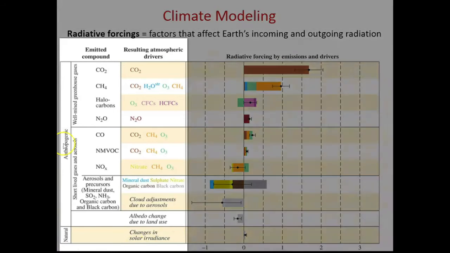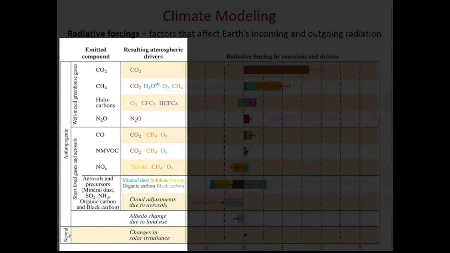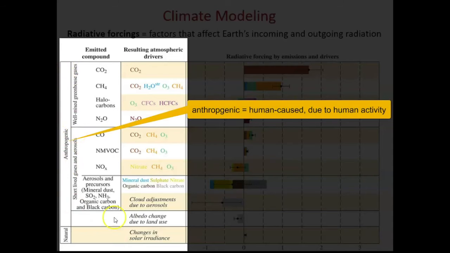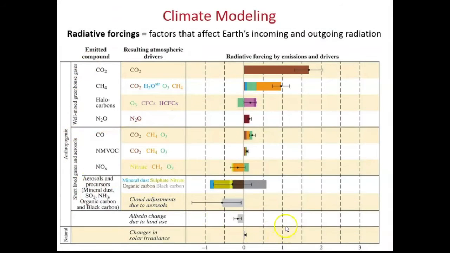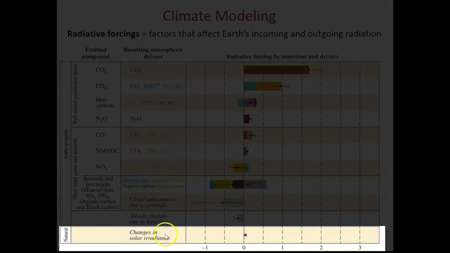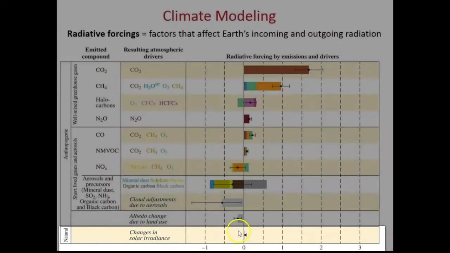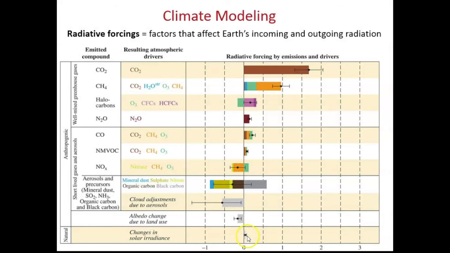On the y-axis, these forcings are both natural, but also anthropogenic. So that means human caused. And we can see that most of these factors that affect the models are anthropogenic. They're caused by humans. Just a small amount are natural. Really just this one, starting down here, are changes in solar irradiance. This is just random fluctuations of the sun. Sometimes the sun sends out flares, and this is going to cause heating. So that's on the plus side.